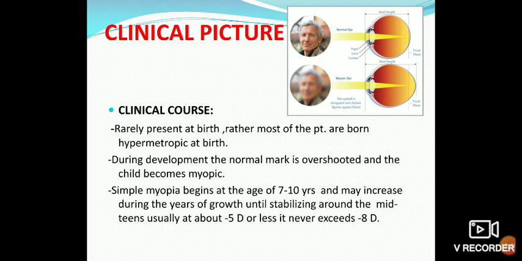Okay, so simple myopia begins at the age of 7 to 10 years, may increase during the years of growth, but stabilizes around the mid-teens, usually at about minus 5 diopter or less, and it never exceeds minus 8 diopter. Remember, these children will never have more than minus 8 diopters of myopia.